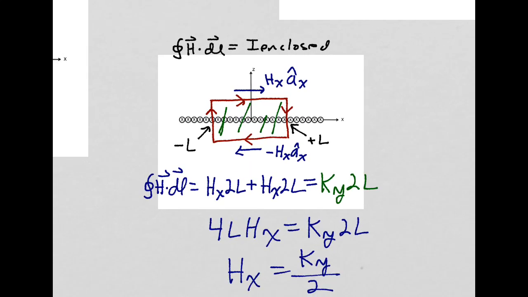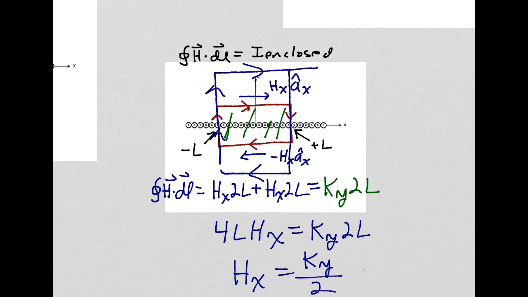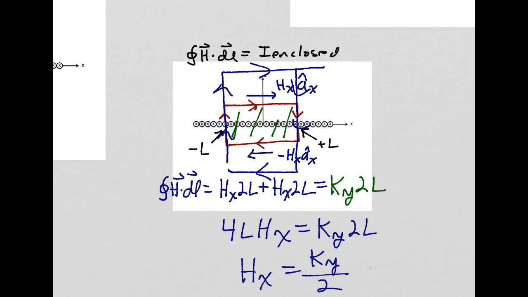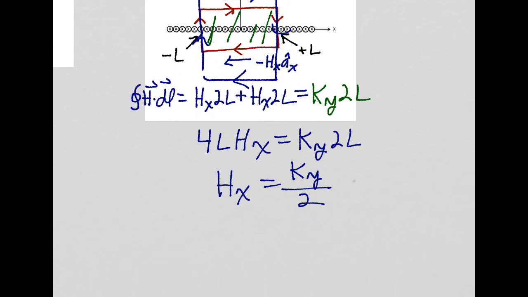Looking back here, notice that it would not have mattered if we had taken, say, a path like this. As far as the result of the integration, we would have still obtained H sub x equal to K sub y over 2. In other words, the value of the magnetic field intensity is independent of how far away we are from our plane of current.